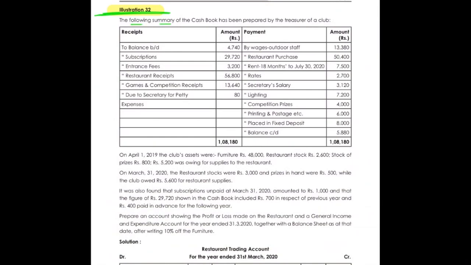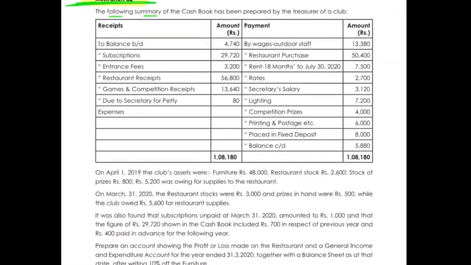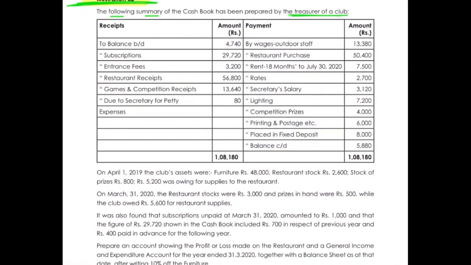The following summary from the cash book has been prepared by the treasurer of a club. What is the summary? This is nothing but your receipt and payment account. They have given receipts, they have given payments.